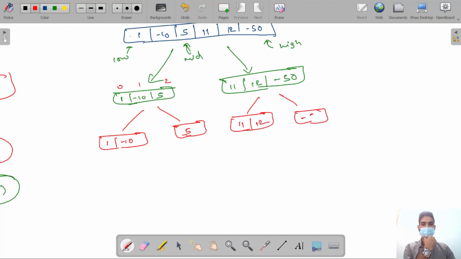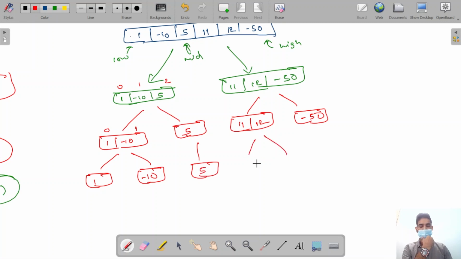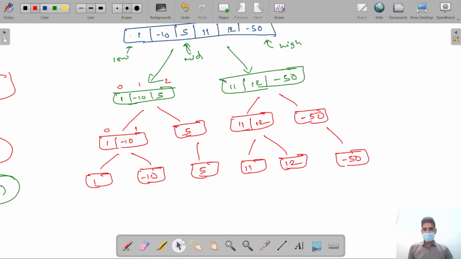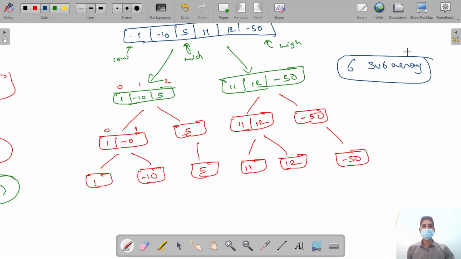And here minus 50. Again 0, 1, 0 plus 1 by 2, 0. So basically we divide this into two parts, 1, minus 10. This will remain same, 5. This will get divided into two parts, 11, 12, and this will remain same. So we have created 1, 2, 3, 4, 5, 6 sub arrays. We have created 6 sub arrays.